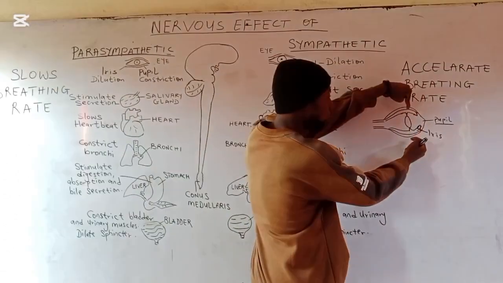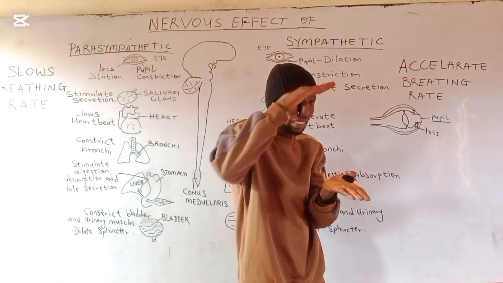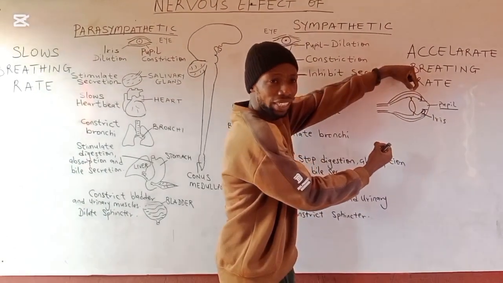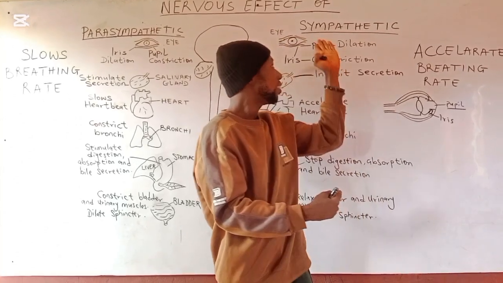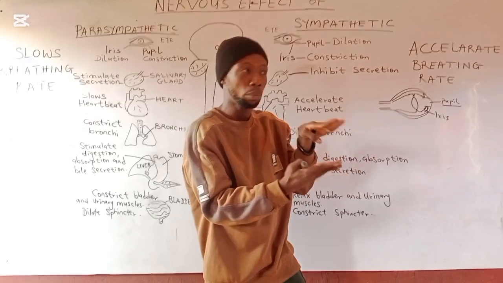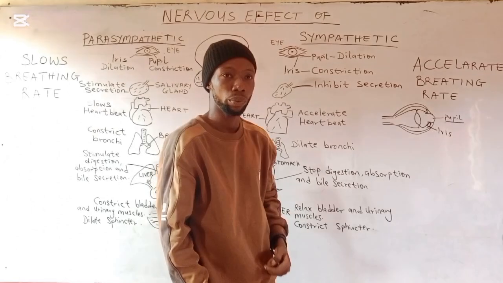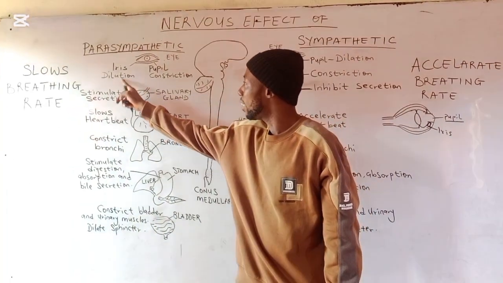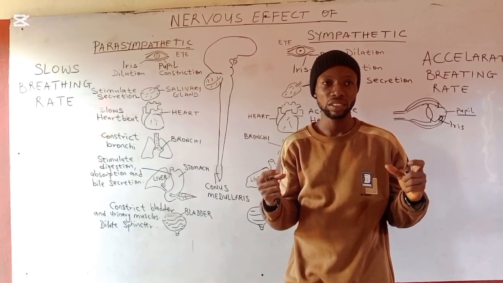So when the iris moves backward, that means the pupil here dilates. The pupil will dilate. You understand? Then as the pupil dilates, the iris comes together, and that is constriction. At the point of emergency, sympathetic effects constrict the iris and dilate the pupil. While the parasympathetic, on the other hand, dilates the iris and constricts the pupil. So these are the effects on the eye.